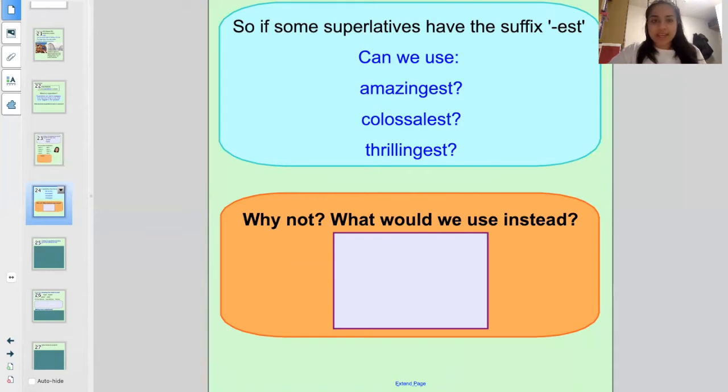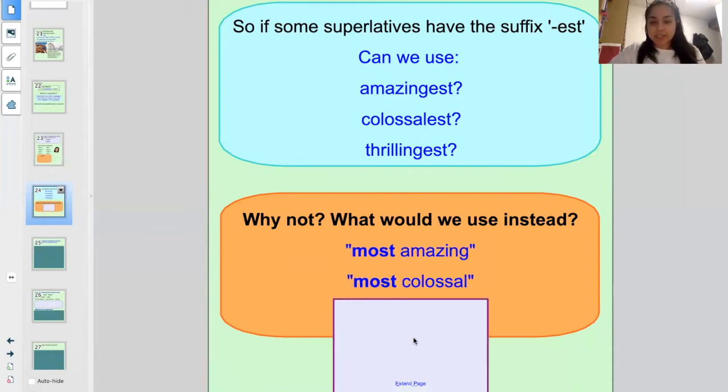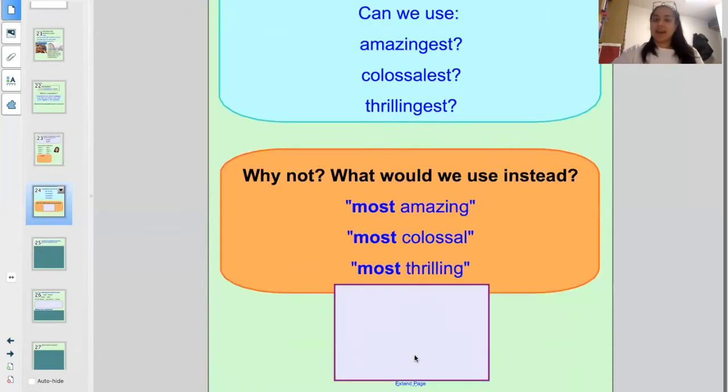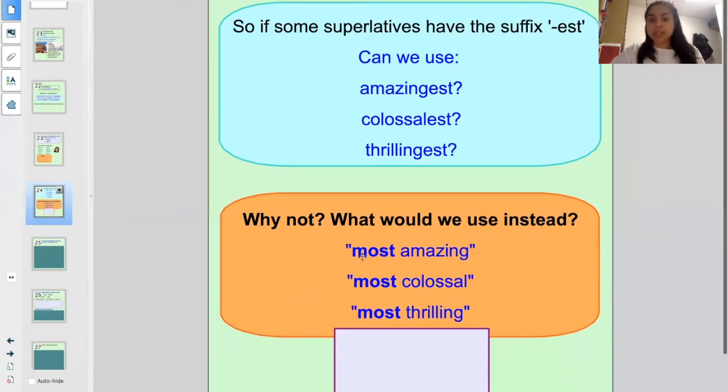Brilliant. Hopefully you decided to write most at the start before the word. So most amazing, most colossal, most thrilling. It's this idea of whatever you are describing being at the top of the list. It's the most amazing, the most colossal compared to anything else. It is the most thrilling.